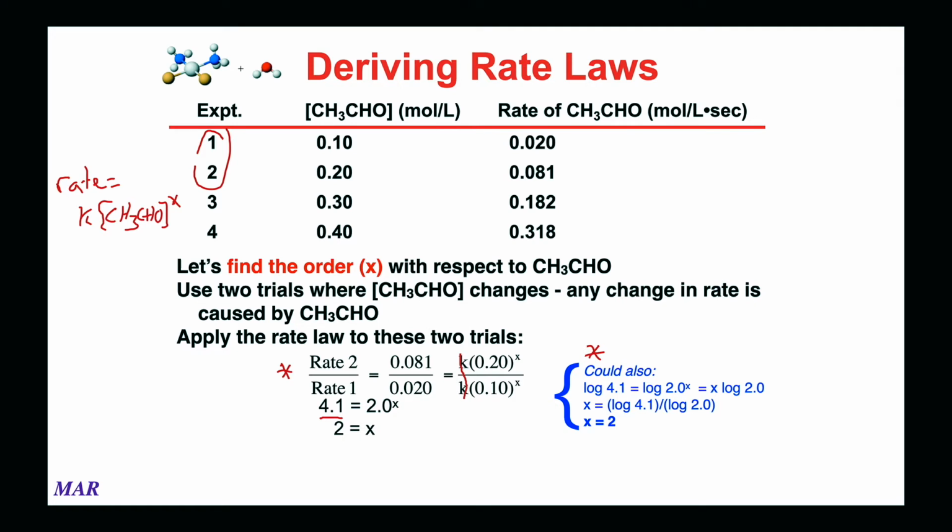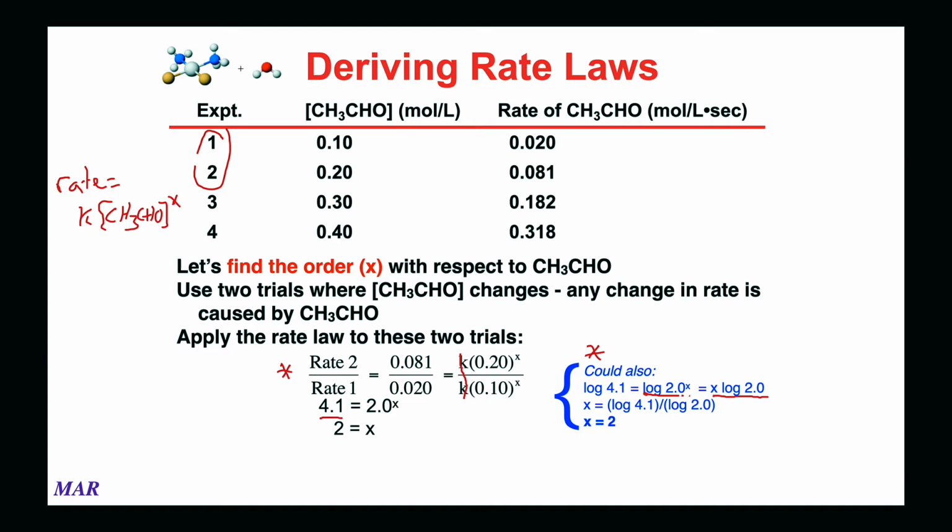Now, 4.1 equals 2.0 to the X. In logarithms, you can break that down, add a log, and it can be natural log or base 10 log, but I use base 10. So log 4.1 equals log 2.0 to the X. And one of the cool things about using logarithms is you can rewrite log 2.0 to the X as X log 2.0. So this is a way to get the exponent by itself. So log 4.1 equals X log 2.0. You can solve for X. X equals log 4.1 divided by log 2.0. X comes out to be 2.